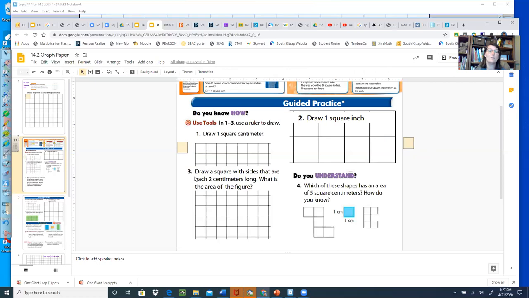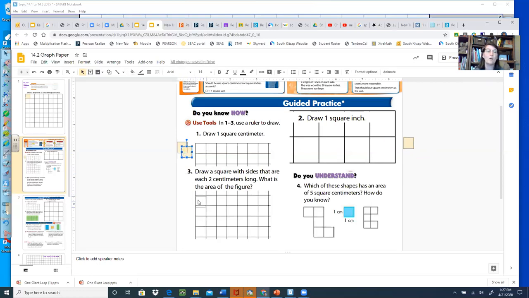Okay, now down here for number 3, it says draw a square. You have to make sure it's a square. It cannot be a rectangle. It cannot be a triangle. It needs to be a square with sides that are each 2 centimeters long. So I'm gonna go grab this guy, Control C and V.